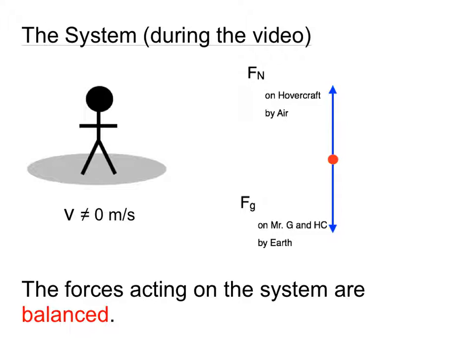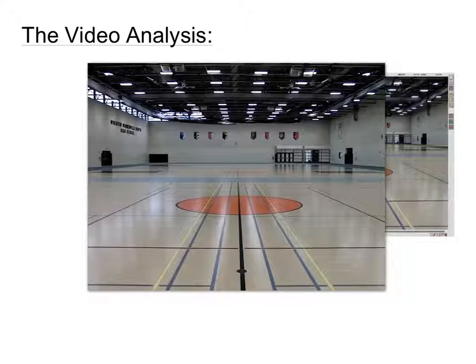So in this case, our system is going to be defined as me and the hovercraft. So there's a system boundary drawing our dotted line. And after we do a force diagram, we realize that the forces acting on the system are balanced. And here we have the video we analyzed in class.